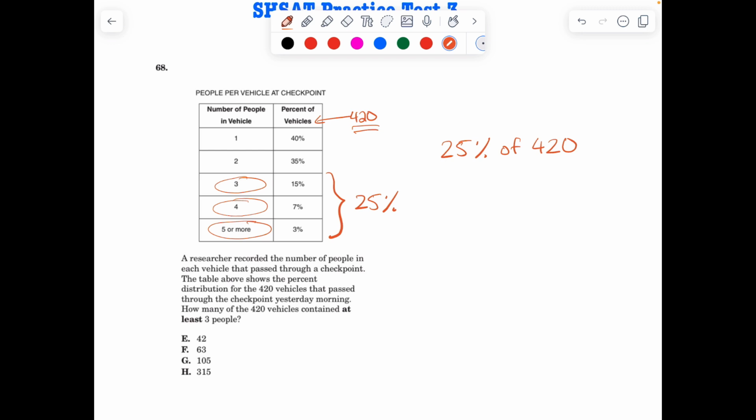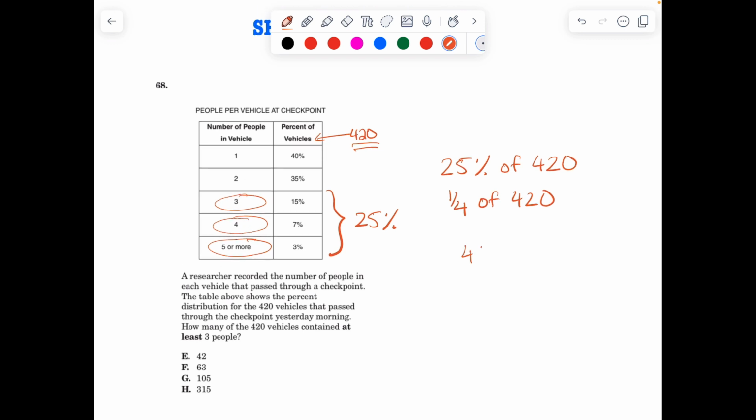A couple of different ways to do this. Because 25% is an easy benchmark percent, right? This means the same thing as a fourth of 420. So that means you're really just dividing 420 by 4. So we can go ahead and do that and get our answer of 105.